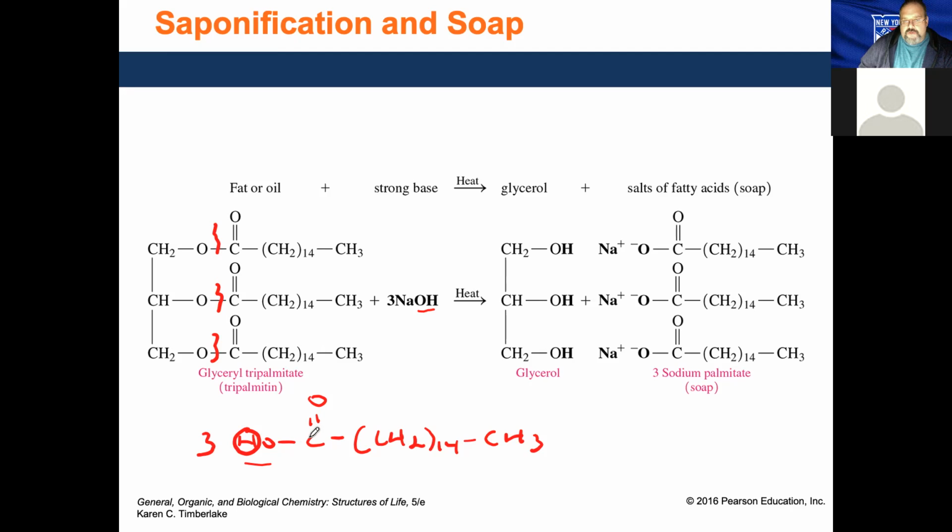And then when these hydrogens come off, instead of having C double bond O connected to OH, you have C double bond O connected to O minus. And what else is going to be present, attracted to those O minus charges, are the sodium ions that are also present. And that gives us our soaps.